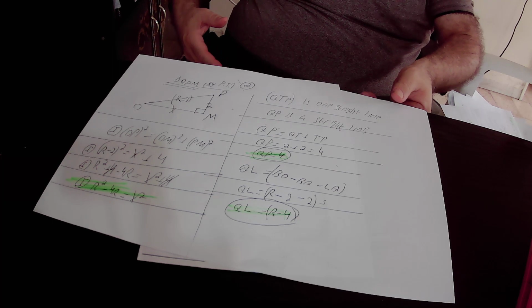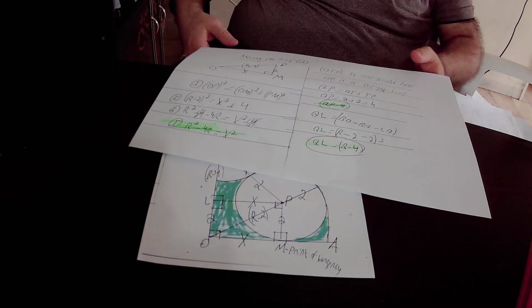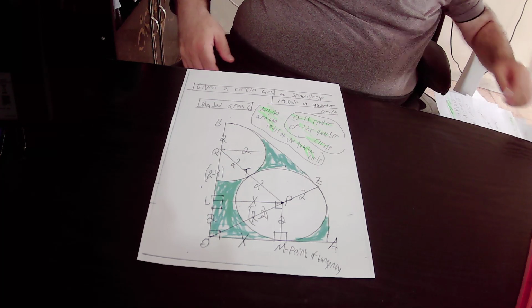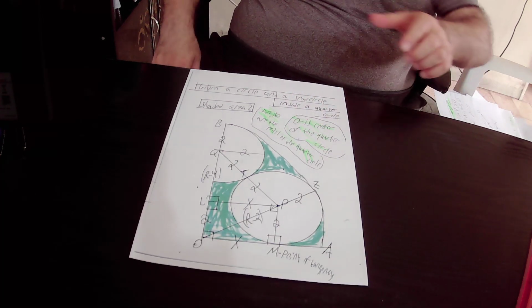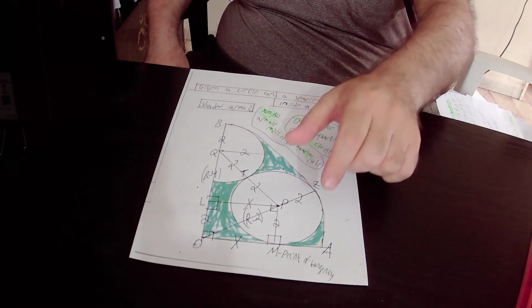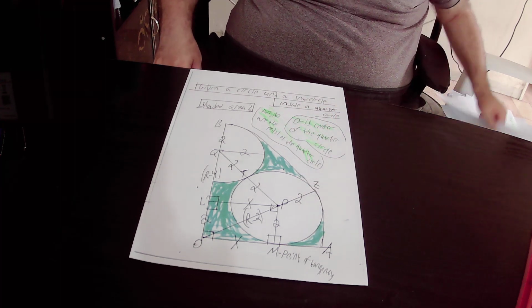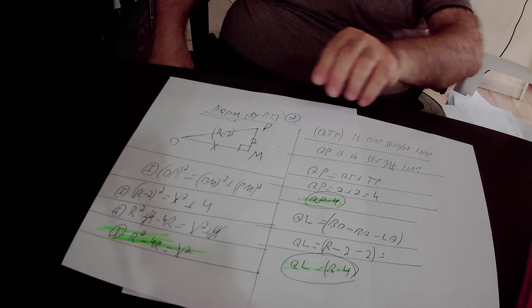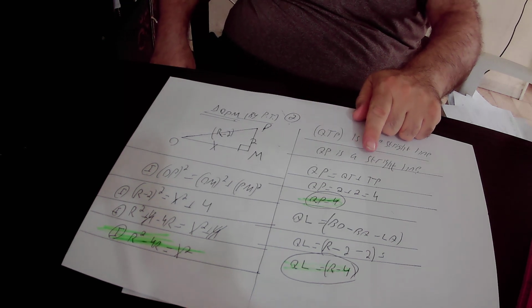So what is the length of the straight line QP? First of all, we know that QP equals QT plus TP.